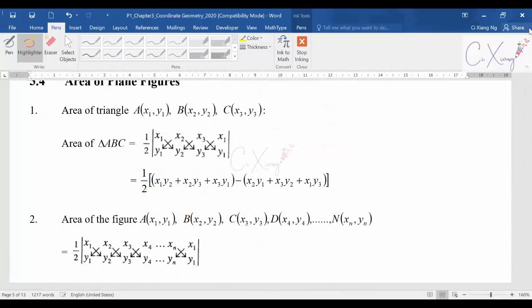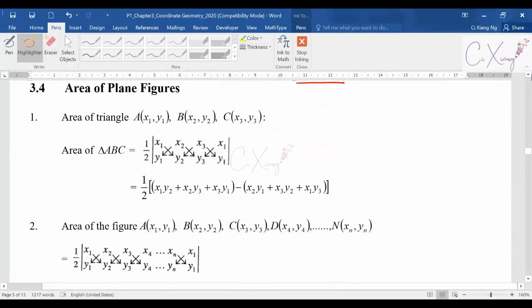Sometimes the question will ask you to find the area of the plane. Okay, but I don't think that this one we use very often, but I think you learned it before, right? Okay, so I just recall it back. So there's no formula, there's no example about the area of the plane. Okay, but if in the future you want to use it, then you can try to use it.